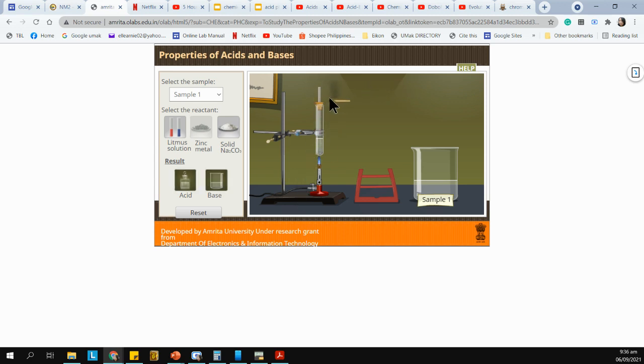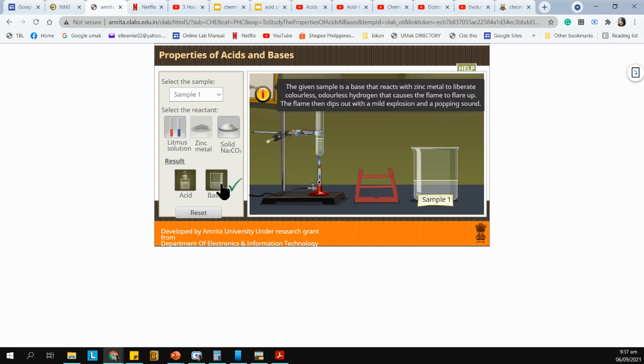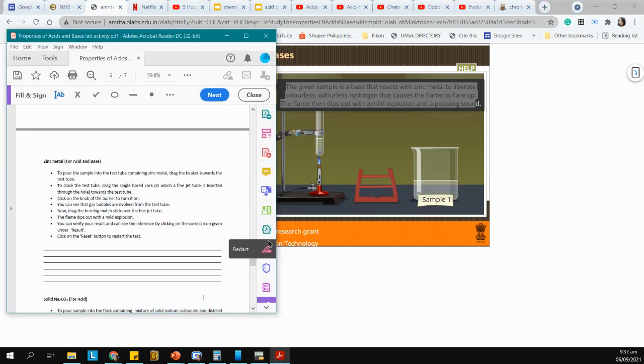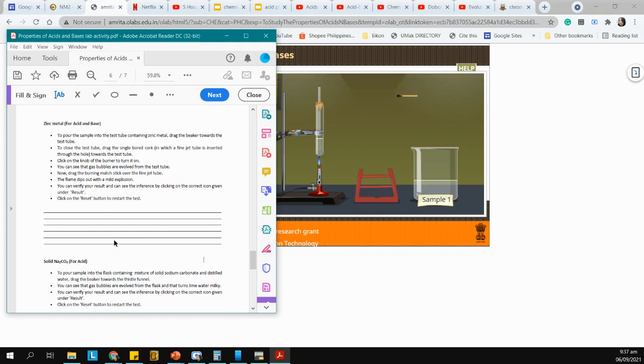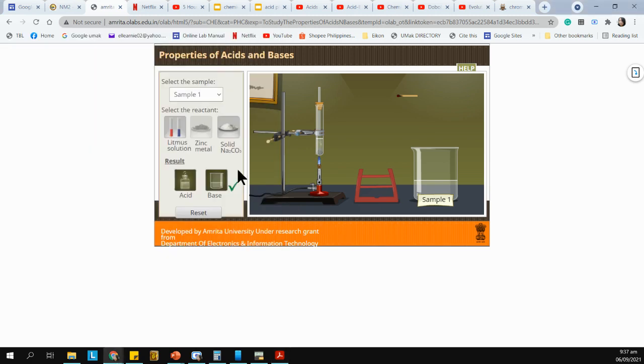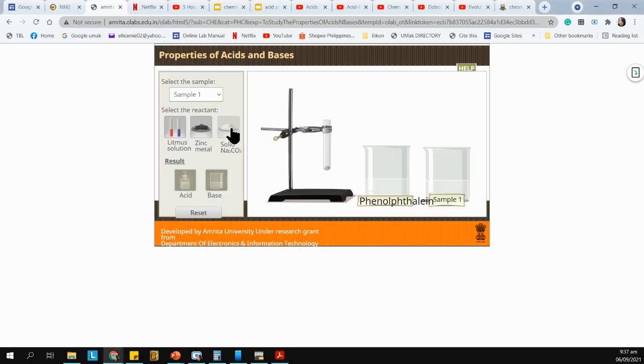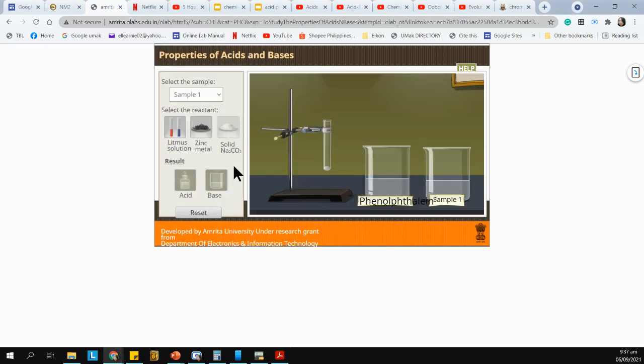So, is it an acid or a base? So, hulaan nyo ngayon siya. Okay, so let's say it's a base nga siya. Ito yung explanation niya. Okay, so ano yung observation nyo doon? Yun ang ilalagay nyo doon sa PDF. Okay, and then ganun din dun sa last part, sa sodium bicarbonate. Okay? So, yan.